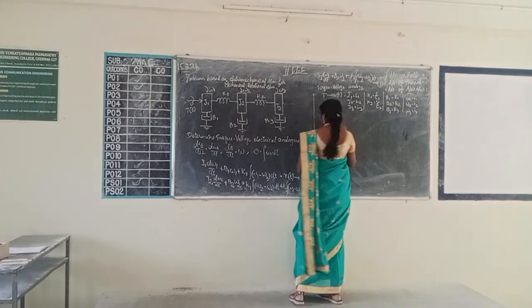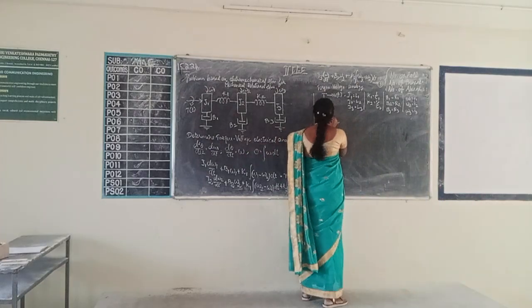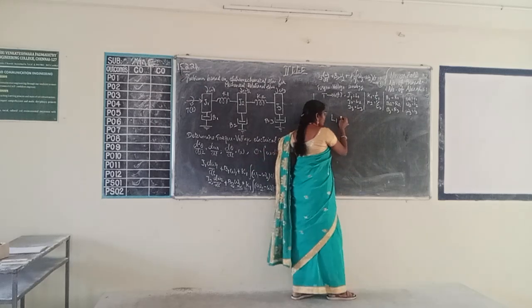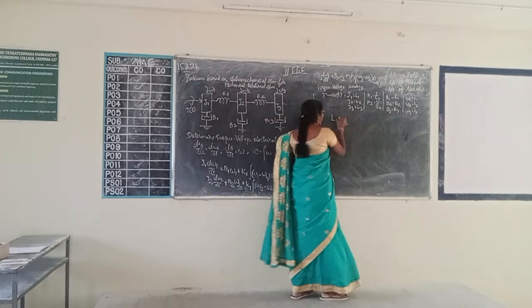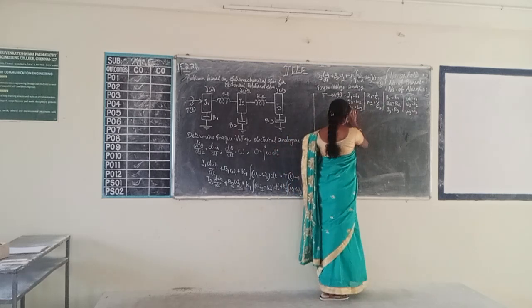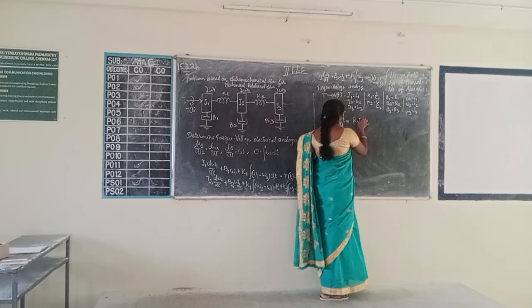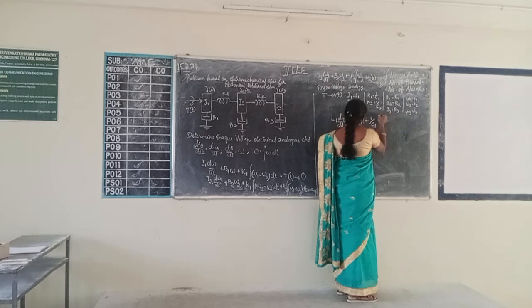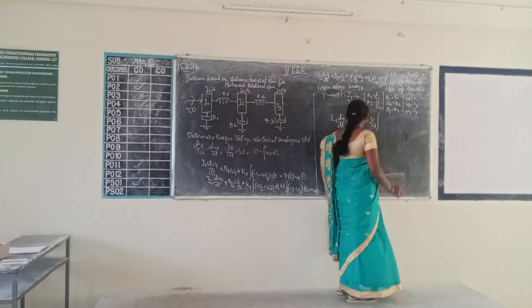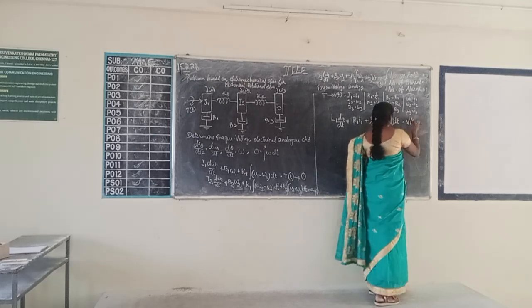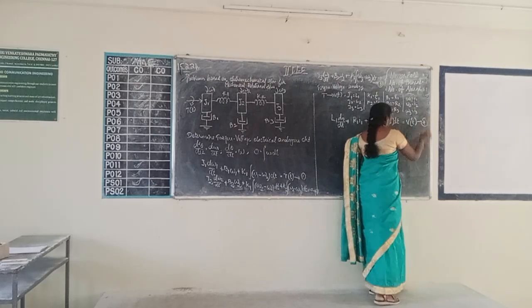Okay. And now, once you know how the equation will be, the first equation will become L1 di1 by dt plus R1 I1 plus 1 by C1 integral of I1 minus I2 dt is equal to V of t. This is equation number 4.